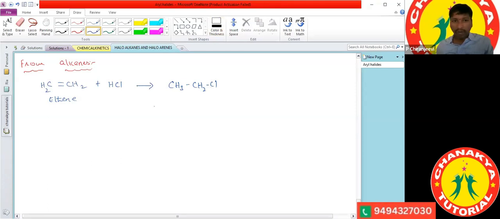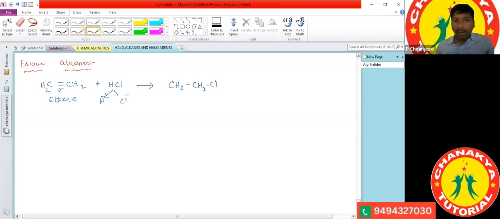How is it converted? Let us see. When the hydrogen halide is ionized, it forms H plus and Cl minus ions. Now, between the carbons we have a multiple bond, a double bond. In that, one is the sigma bond and the other is the pi bond.